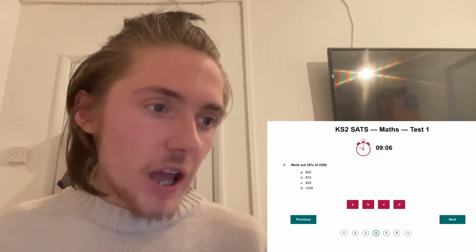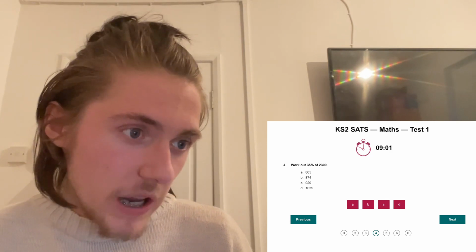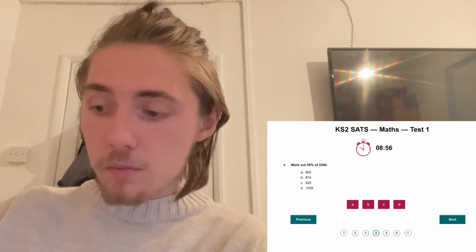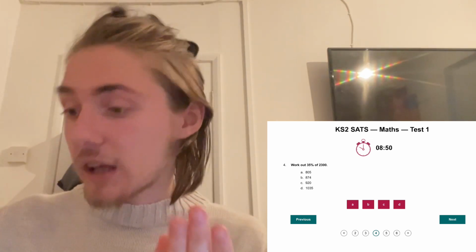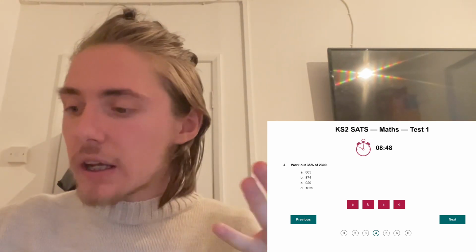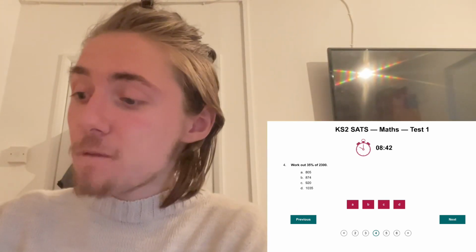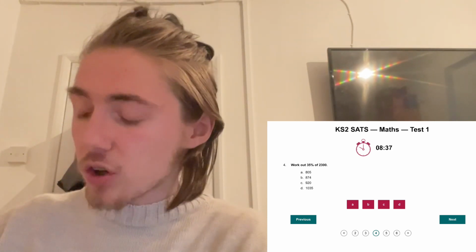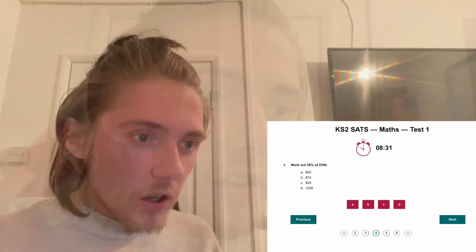Work out 35% of 2300. So 10% is 23, or is that 1%? 23, or is it 230? Let's say it's 230, okay? So we've got the 30% here, which is 690, okay? And then we need to halve that, so that's 50. Add 15, which gives us 65. Add them together, which gives us 15. And you carry the 1, which gives us 755. There's no 755. Right, so we've obviously done this wrong.